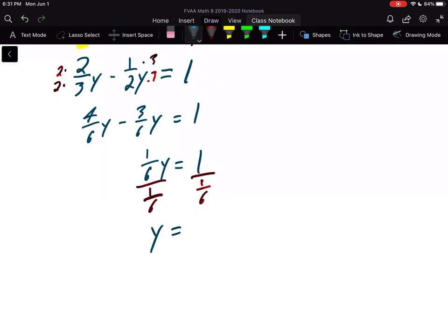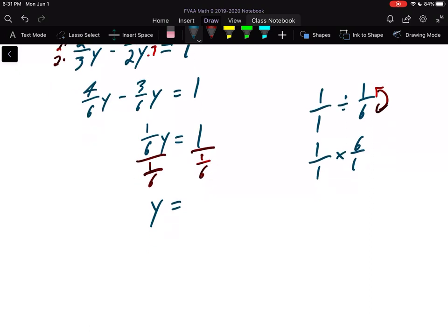But you can see it like this if you want. It's 1 over 1 divided by 1 over 6, which is like saying 1 over 1 times 6 over 1, right? We multiply by the reciprocal, which is just equal to 6 over 1, or 6. And that would be your final answer there.